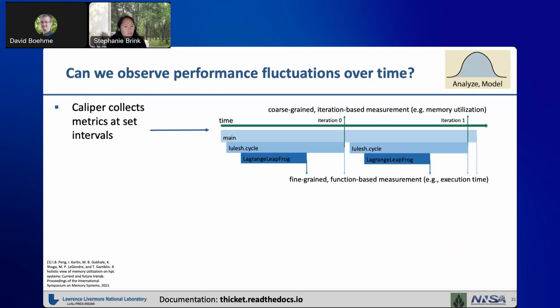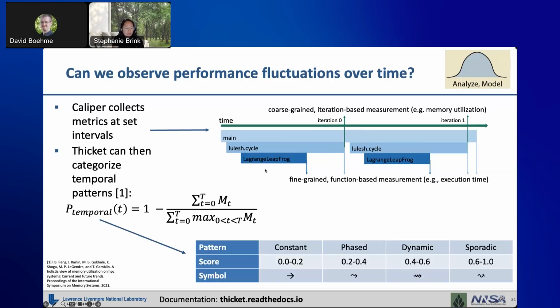The other thing that we've developed in Thicket is a way to look at performance fluctuations over time. With Caliper, you can collect performance profiles at different intervals while your application is running. So at iteration 0, you can check how many iterations you have run, how much progress you have made. With Thicket, we can categorize temporal patterns that we leverage from this paper reference down here on the bottom left. The categories that we are developing in Thicket are constant, phased, dynamic, or sporadic. So you can read in all the Thicket profiles that you've generated over the course of your iteration-based collection.